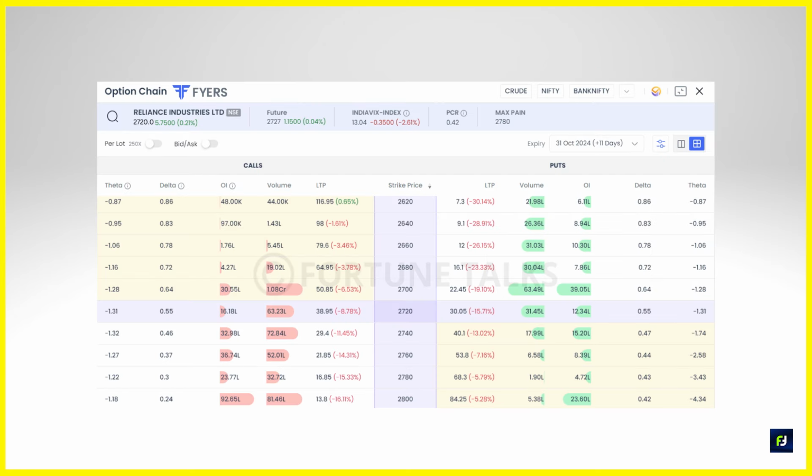In fact, here is a screenshot from Fire's app where the different strike prices of Reliance and its associated premiums are shown.